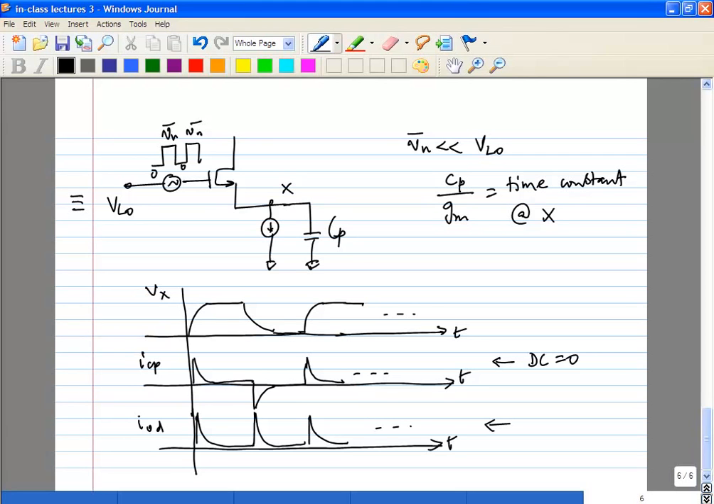This is the indirect path. The direct path we looked at last time, which is the input referred noise at the gate, does not get upconverted. But if you have some parasitic capacitance here, it gets upconverted through the current through the capacitance. Is that clear to everyone?